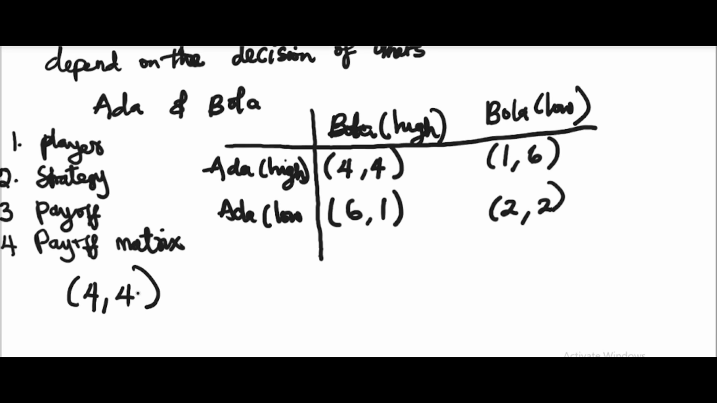So now, suppose Ada, let's assume Ada chooses high, and Bola chooses low. What do you think will happen? If Ada chooses high and Bola chooses low, this is the outcome. That is 1,6. It means Ada gets 1, while Bola gets 6. All right. So if you can read the payoff matrix, I think you're good to go.